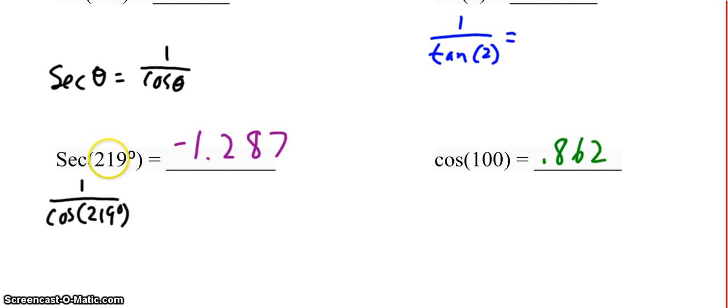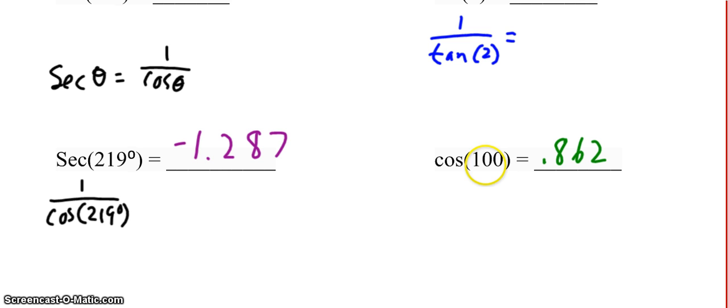Alright, so for secant of 219 degrees, I needed to change my mode back to degrees, and I need to recognize the relationship between secant and cosine, as those are reciprocals. Again, we saw that the other day with the right triangle trig. So I know secant of theta is 1 over the cosine of theta. Therefore, secant of 219 degrees is the same as 1 over the cosine of 219 degrees. So this is what I actually typed into my calculator, and I end up with negative 1.287.